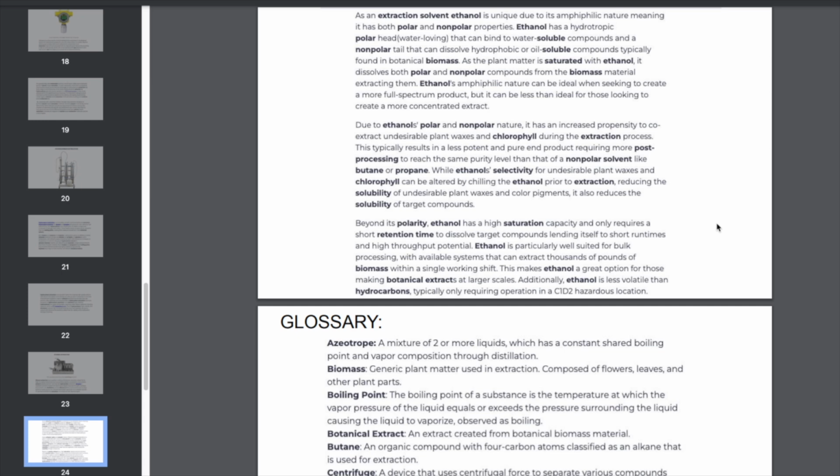So I need to find a happy medium between how much work I am willing to do in post-processing, winterization, and isolation versus how much I am willing to lose as far as saturation in the target compound solubility, based on the solvent of my choice, ethanol, for example. Somewhere around negative 30 degrees Celsius, negative 20 degrees Celsius is kind of a happy medium where you can get the best of both worlds.